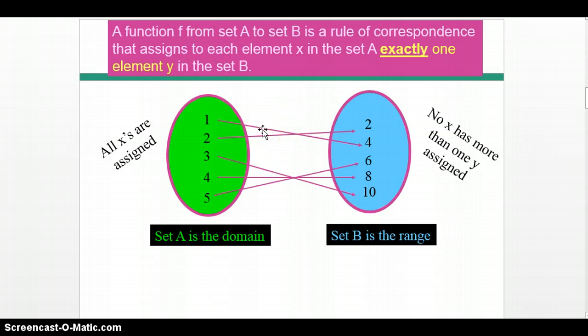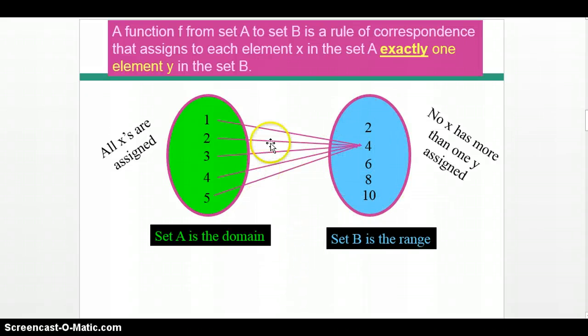A function f from set A to set B is a rule of correspondence that assigns to each element X in the set A exactly one element Y in the set B. In this mapping, set A is the domain set and B is the range set. Here each element of set A has been assigned one element of set B.